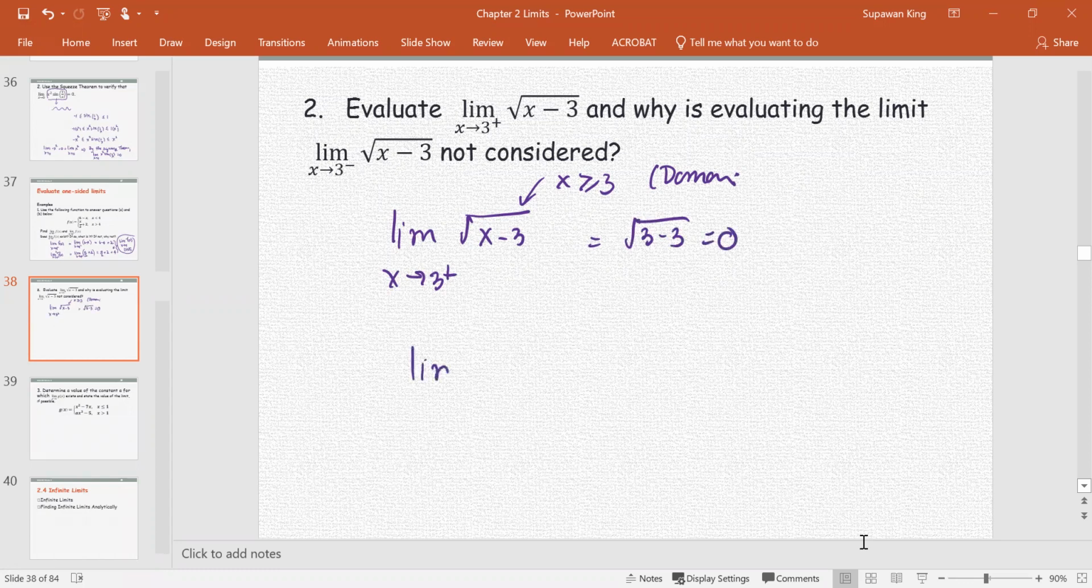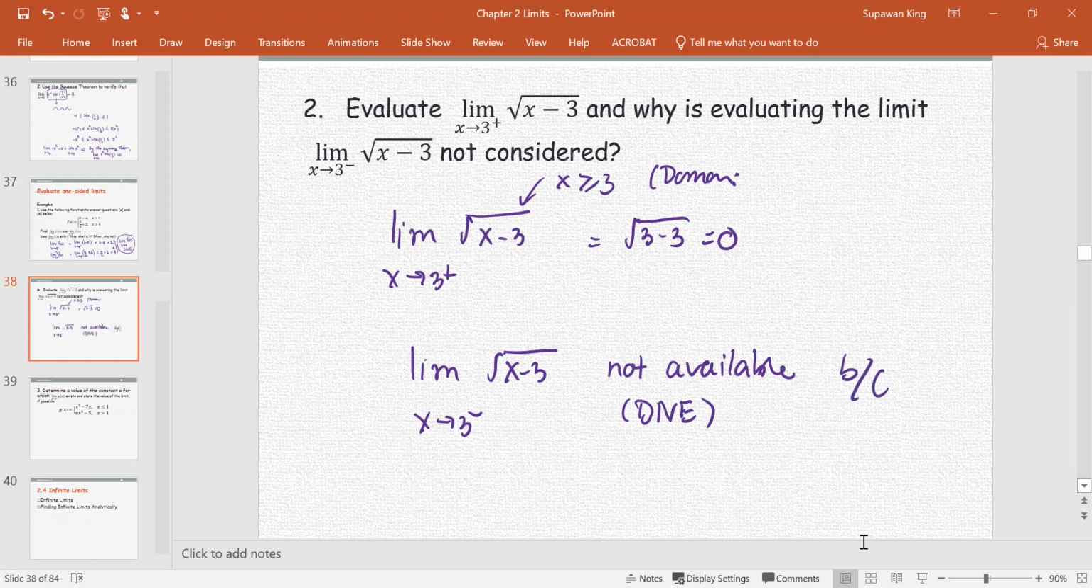But the limit of the square root of x minus 3 as x approaches 3 negative cannot be considered, or doesn't exist, because x greater than or equal to 3 is the domain. So for anything less than 3, the function is not defined, so the limit doesn't exist.